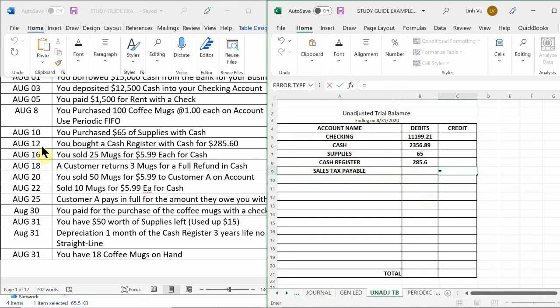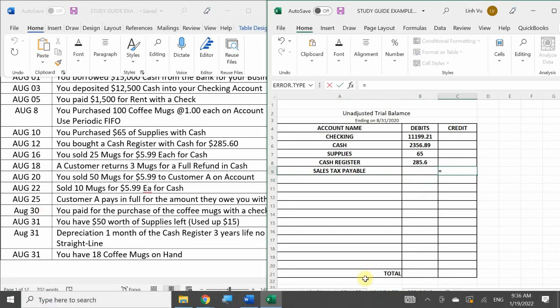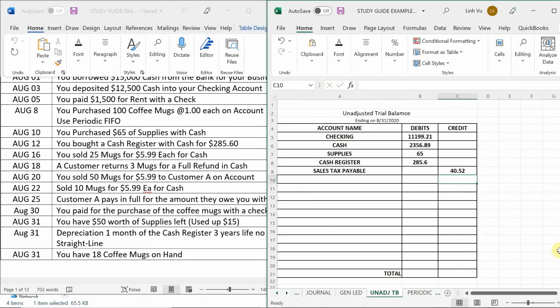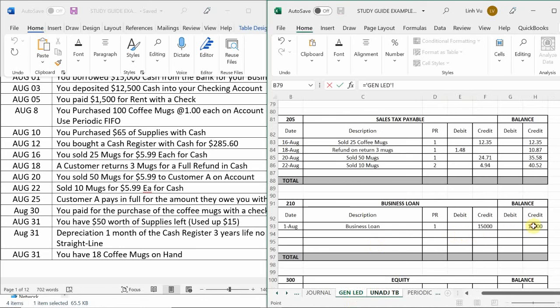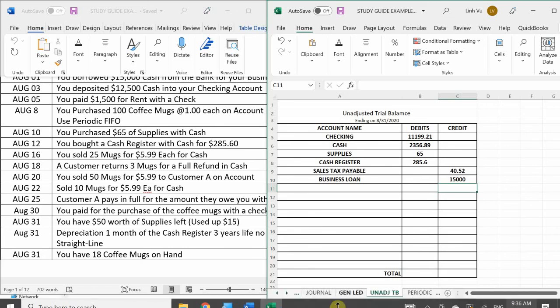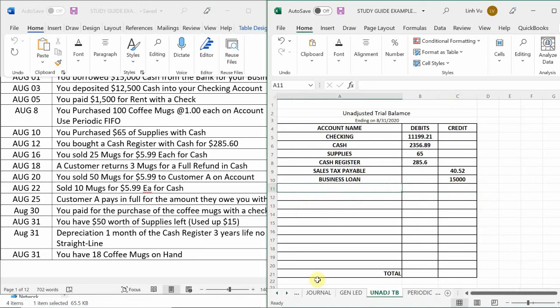Sales tax, for a total of 40.52. Okay. Then we have our business loan for a total of 15,000. Okay. All right. So then what's next after my business loan?